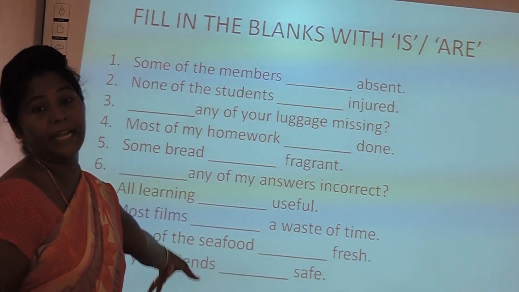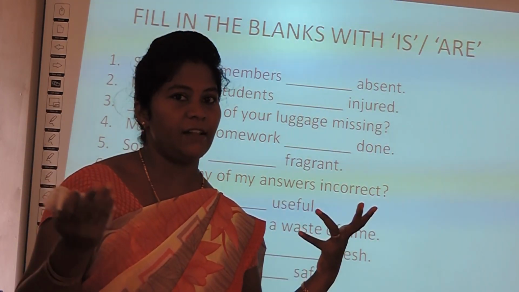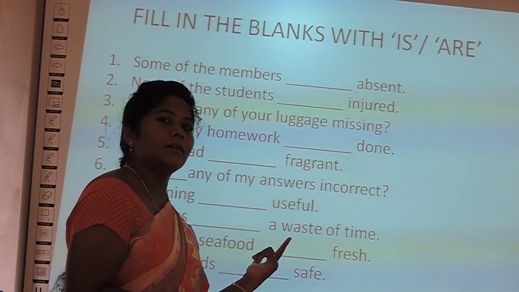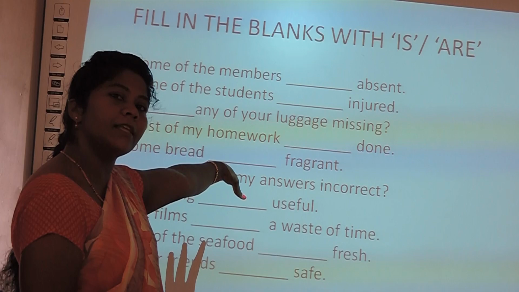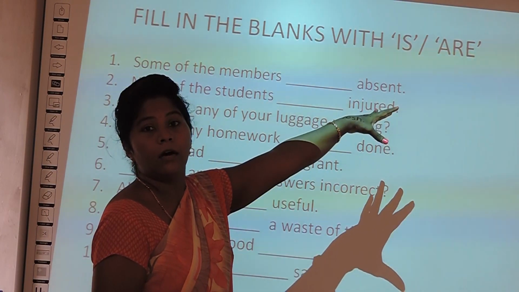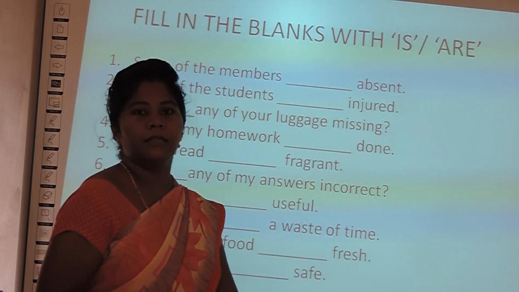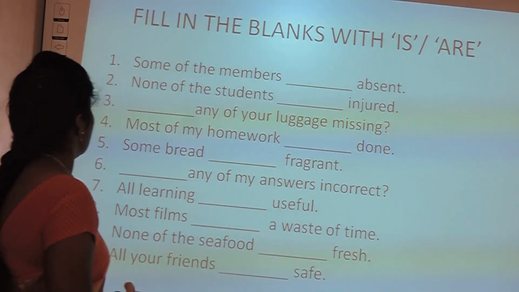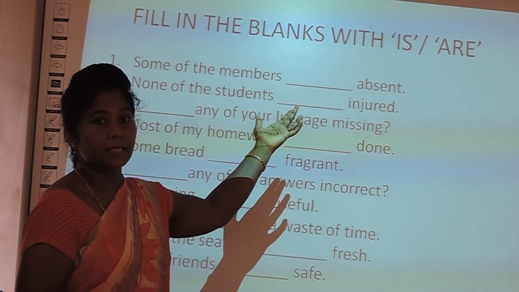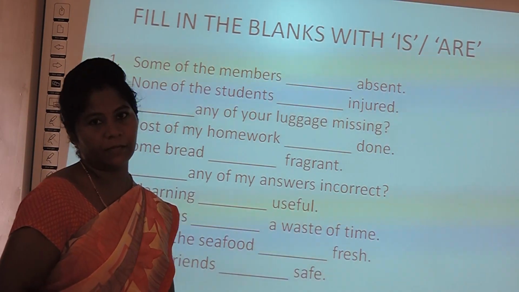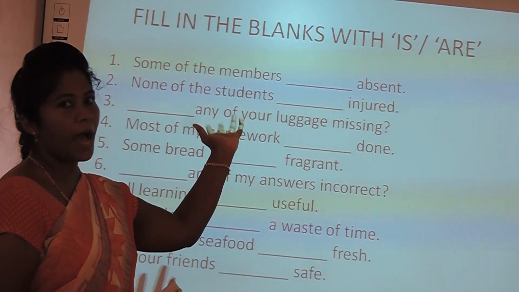Here are a few sentences which I would like you all to please solve for yourself and check your answers with me later. These are the blanks where we are going to fill in a singular or a plural verb, that is, is or are. As you know, is is a singular verb and are is a plural verb. The first one: Some of the members blank absent. Some of the members is absent, are absent.